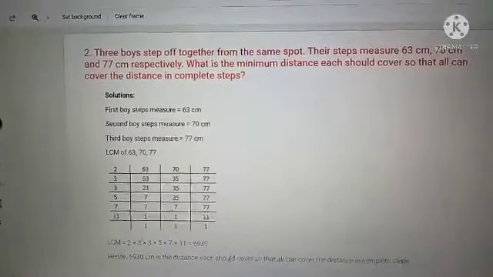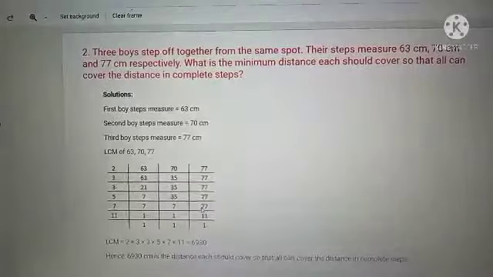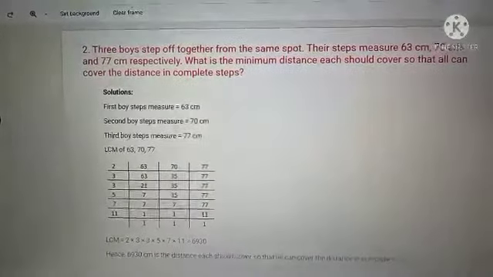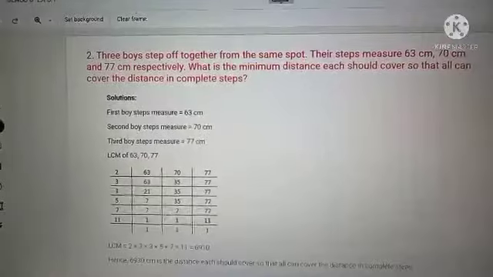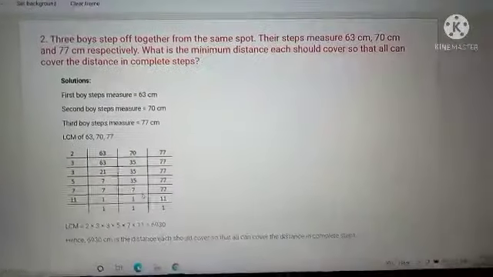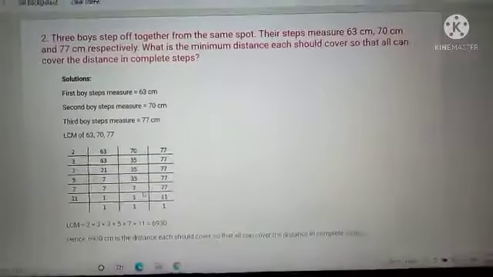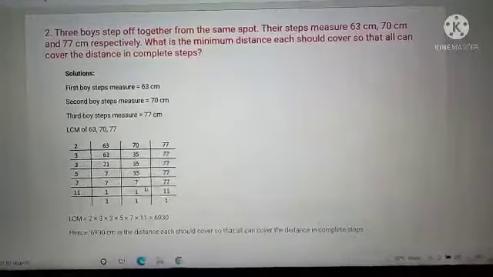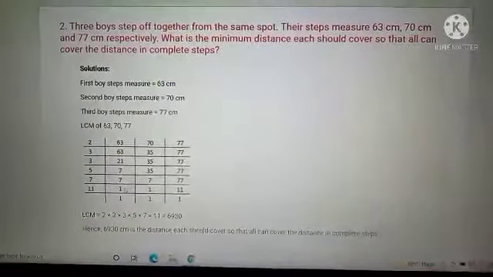Now here 7, 7 and 77. Is it possible to divide any of these numbers with 2? No. Any of these numbers with 3? No. With 5? No. Only 7 is possible. So we are dividing it with 7. 7 divided by 7 is 1.